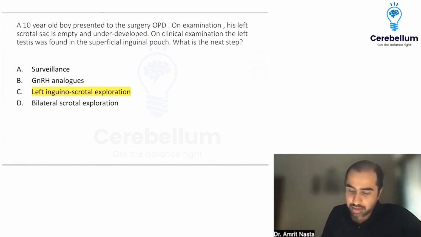A 10-year-old boy presents to OPD. His left scrotal sac is empty and underdeveloped. On clinical examination, his left testis is in the left superficial inguinal pouch.